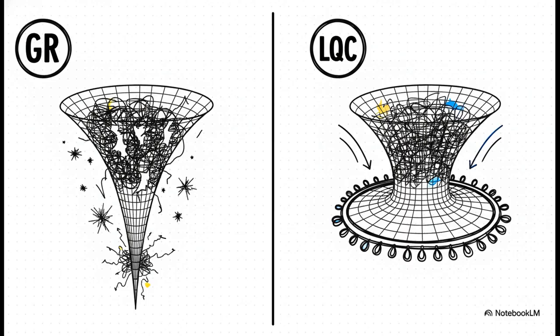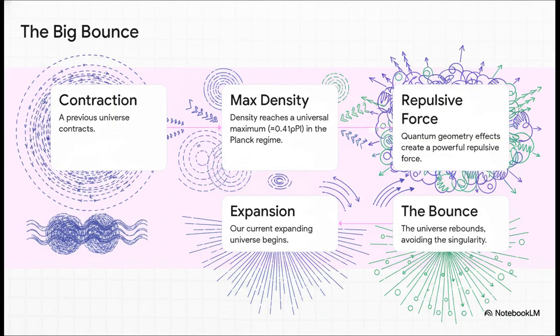But with LQC on the right, those fundamental pixels of space can only be squeezed so much. As a universe contracts, this quantum geometry starts to push back hard. It creates this incredibly powerful repulsive force, and it means the singularity can never, ever form. And the result? No Big Bang. Instead, we get a big bounce.